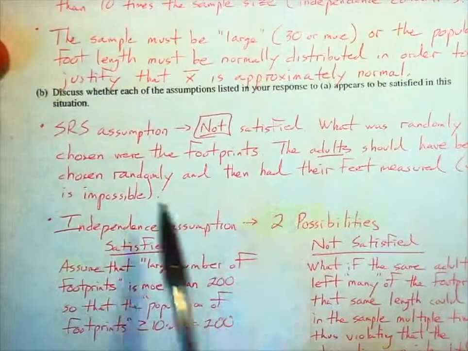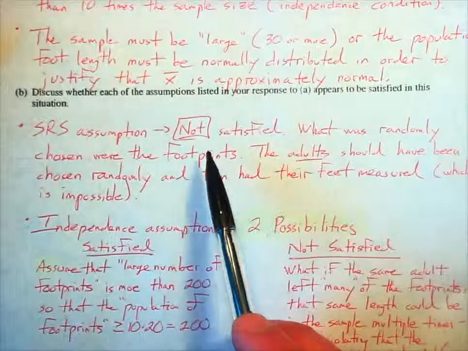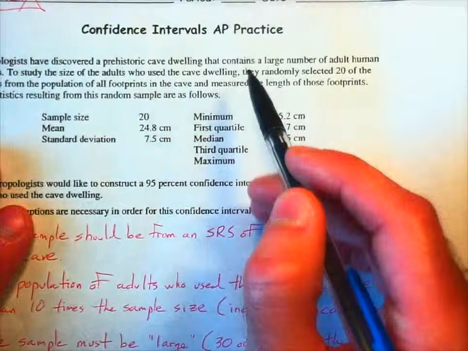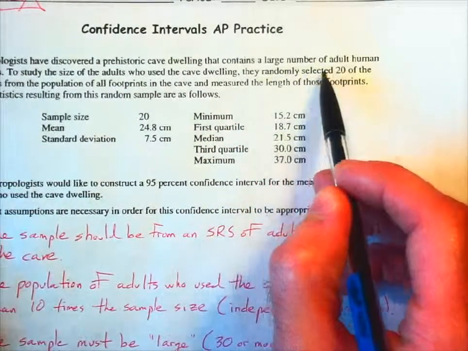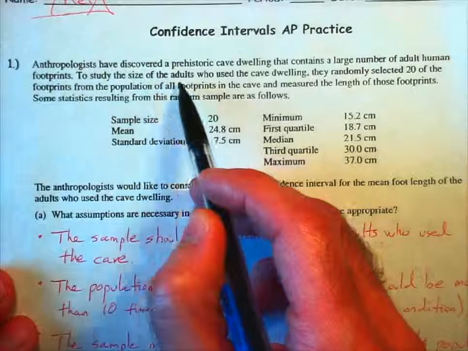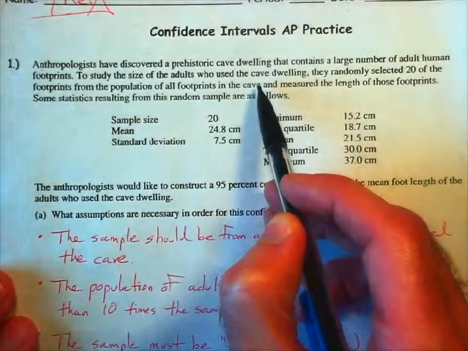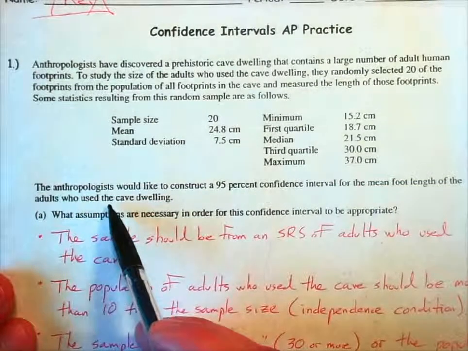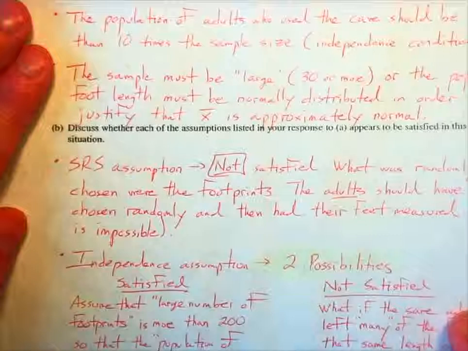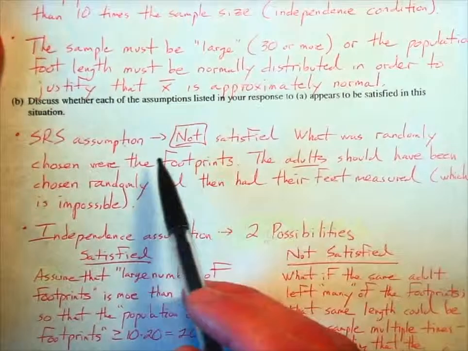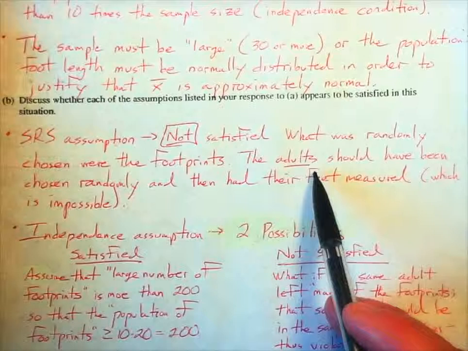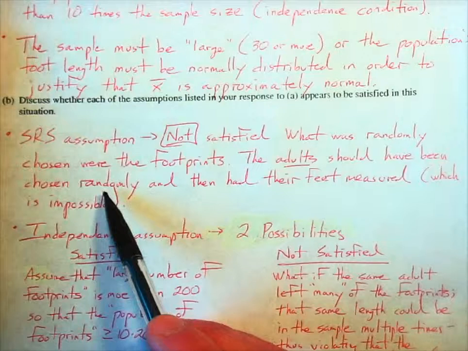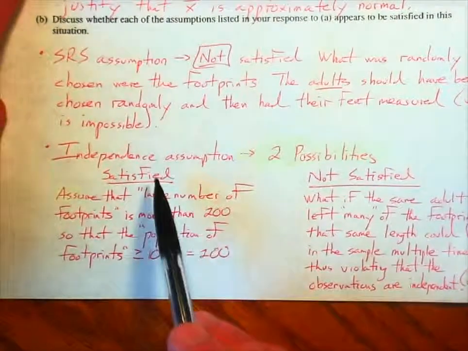So in part B, let's discuss the first assumption, the SRS assumption. Believe it or not, and I think this is tricky, it is not satisfied. Even though the original question, and if you go look at it, it specifically says that the researchers have randomly selected 20 of the footprints from the population of all footprints in the cave. The problem is they randomly selected from the population of footprints. They did not randomly select from the population of adults who used the cave dwelling. So the problem here is the SRS assumption is not satisfied. What was randomly chosen were the footprints. The adults should have been randomly chosen and then had their footprints measured, had their feet measured, which of course is not possible.